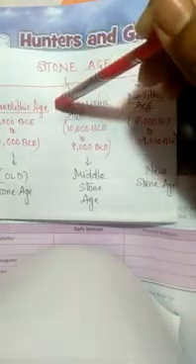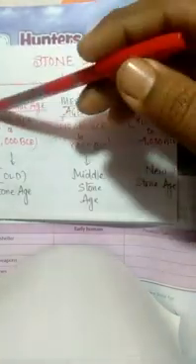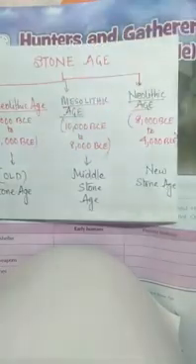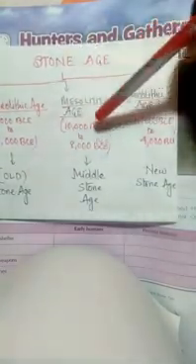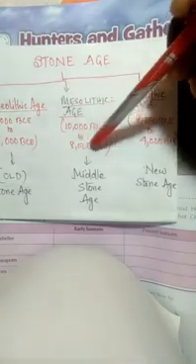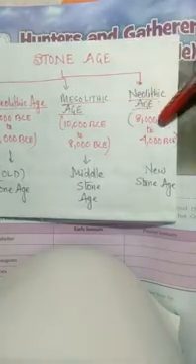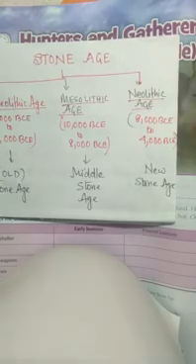The Paleolithic age, its time period is from 500 BCE to 10,000 BCE, and the period of the Mesolithic age is from 10,000 BCE to 8,000 BCE, and the period of Neolithic age is from 8,000 BCE to 4,000 BCE.